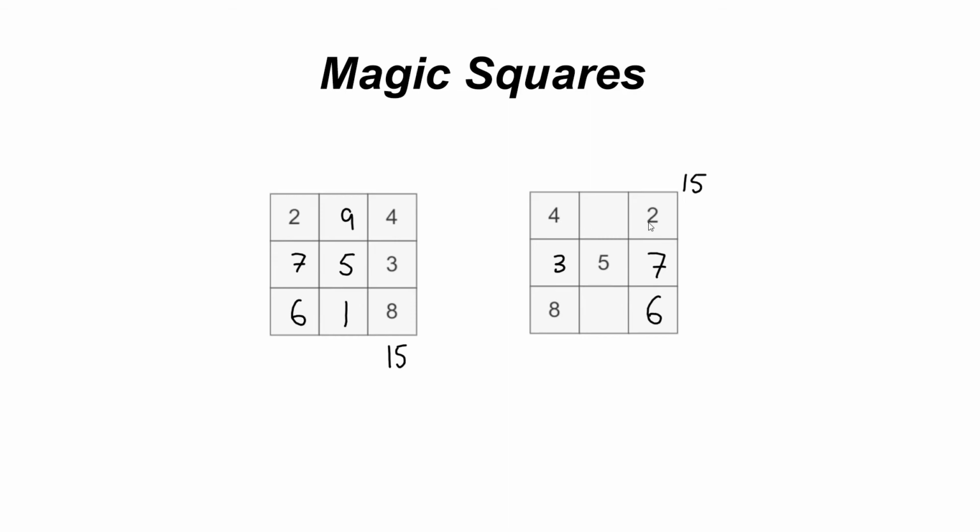4 add 2 at the top is 6, so we need a 9 in the middle. 8 add 6 is 14, so we need a 1 here. You can actually see this is really similar to the one over here. It's just the same idea, but it's been flipped or mirrored horizontally. So that's what you're doing for your magic squares. Hopefully you found that helpful.